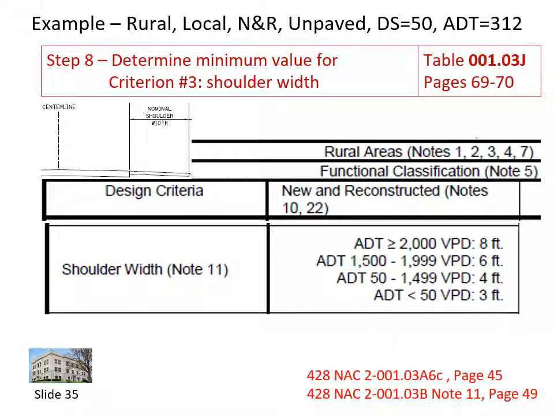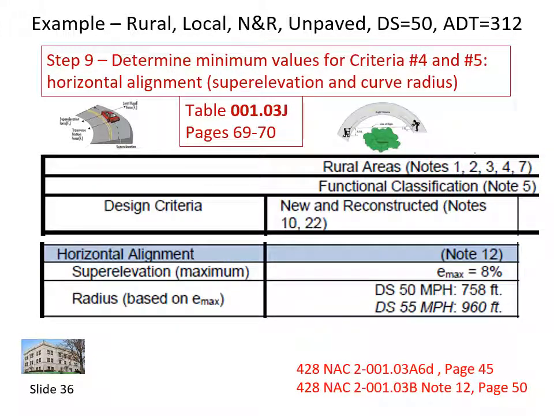The minimum shoulder width is 4 feet for traffic volumes 50 vehicles per day through 1,499 vehicles per day. Review Note 11 on page 49. For this example, the only thing that applies is the clarification that the shoulder width values apply only to non-divided roads and streets. The minimum horizontal radius is 758 feet. The maximum super elevation is 8%.